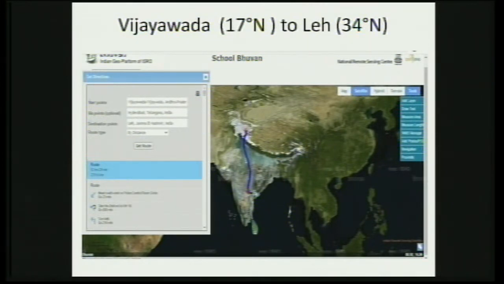And when you ask, you can see that Vijayawada is situated at about 17 degrees north and Leh is at about 34 degrees north. Then you can pose some questions: what is the difference in latitudes between Vijayawada and Leh? Then you can link this with other subjects. You are linking it with mathematics. They are going to count.